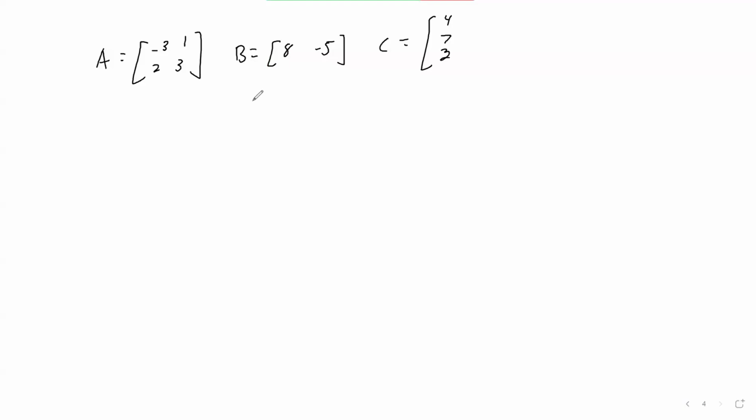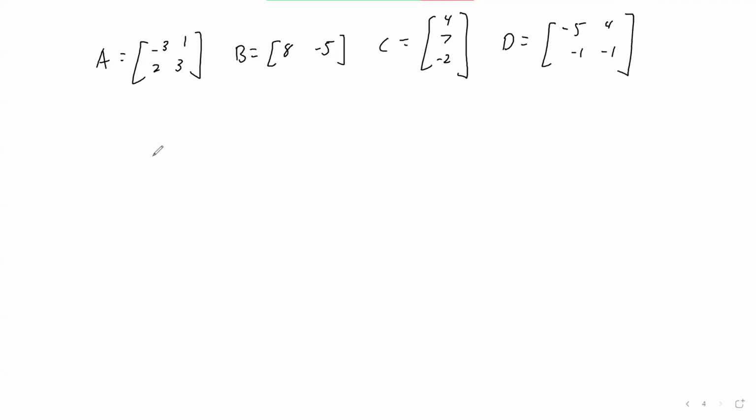All right, so let's do a few more, and then we'll call it. On this one, we're going to use A as [-3, 1; 2, 3]. B would equal [8, -5]. C is going to equal [4; 7; -2]. And D is equal to [-5, 4; -1, -1].